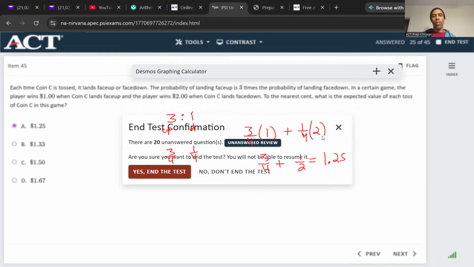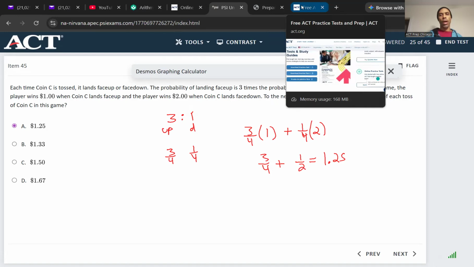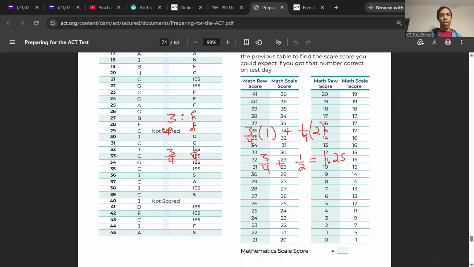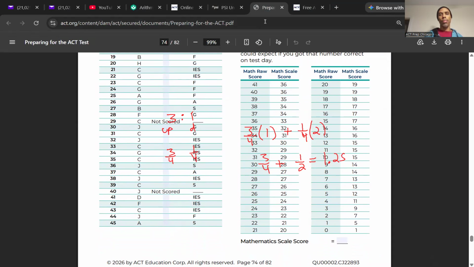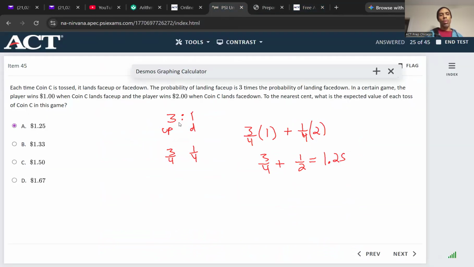They want us to end the test. I'm not going to end it. Just want you to see. Okay. Let's check that answer. So that's item 45. 45 is A, yeah.